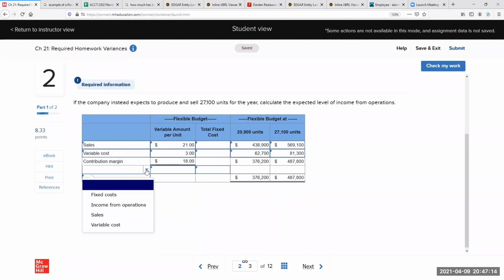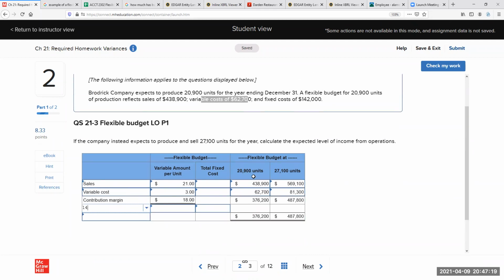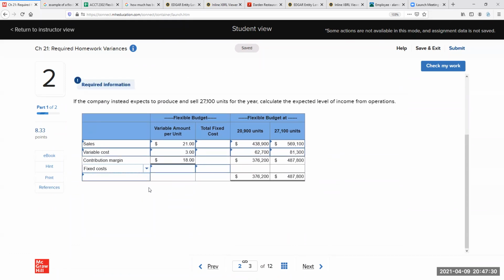Fixed cost of 142. Oh, here's what I did wrong. Sorry. Need to scroll down. I need my fixed cost here. 142. You know, sometimes I swear these things do not work. And what is this income? Income from operations. Does it let me put the 142? No. So where do I get to put the fixed costs? Total fixed cost, 142. Oh, there. So I had to put it there and it put it there.